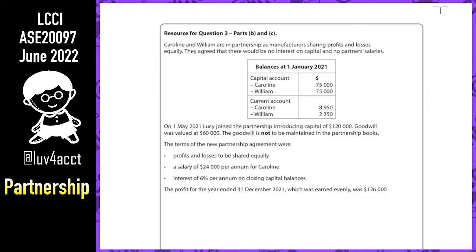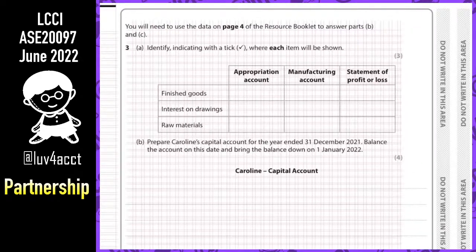We have two partners, Caroline and William, manufacturers, and then partnership. Usually I would like to look at the questions first before I go to the resource booklet, or before I drill into it. So 3 points here. Identify where each item will be shown.